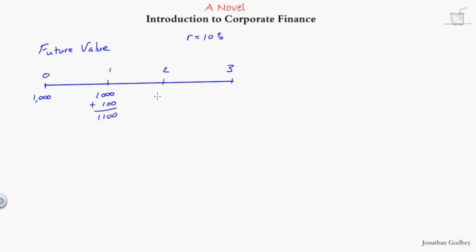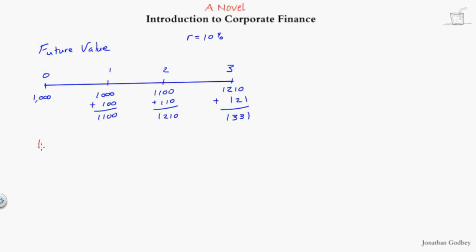Okay, how much do you have at the end of 2 years? You have the $1,100 that you had in the bank from year 1, and the bank gives you 10% more interest, so you are given another $110. That's $1,210. Let me do one more step here. At the end of year 3, how much money do you have? Your original $1,210 that you put in the bank, plus the bank gives you 10% more, which is $121, so you wind up with $1,331.